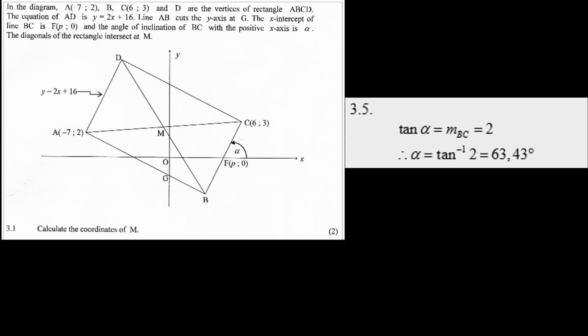Question 3.5. For 2 marks, what is the size of the angle alpha? Well, we know from question 3.3 that the gradient of BC is equal to 2, or tan alpha equals 2. Therefore, alpha is equal to arctan 2, and using your calculator, you get alpha equals 63,43.